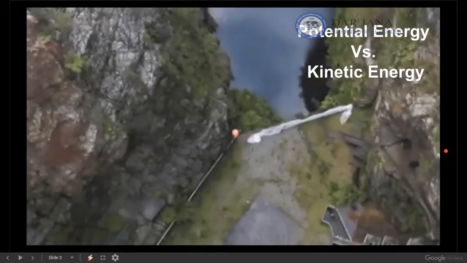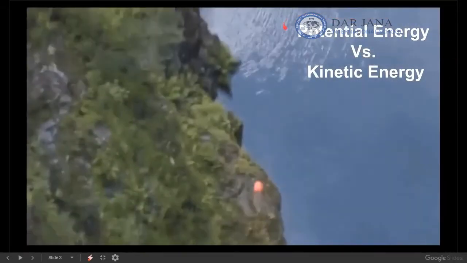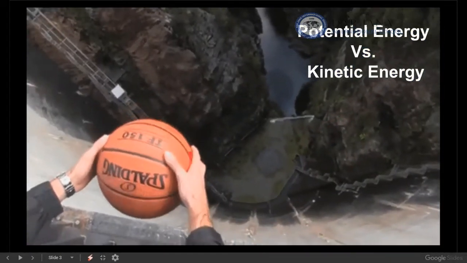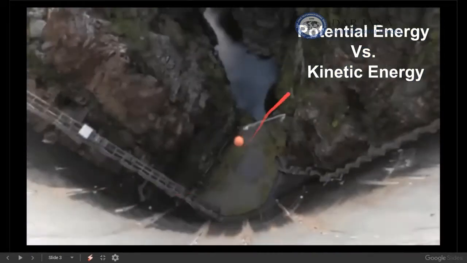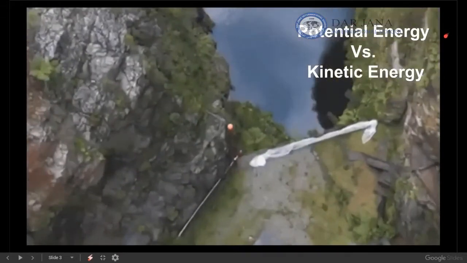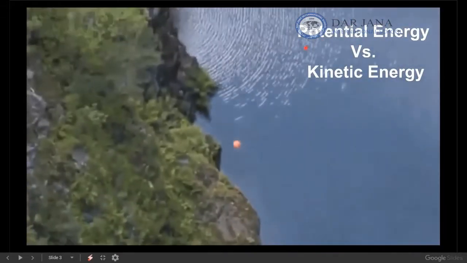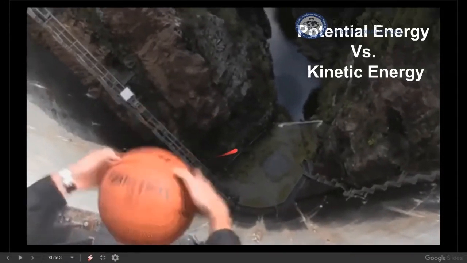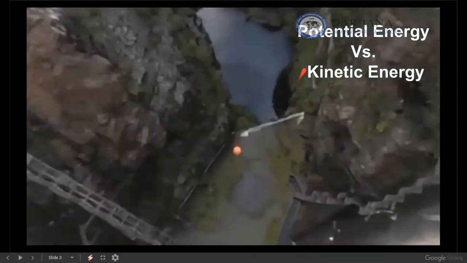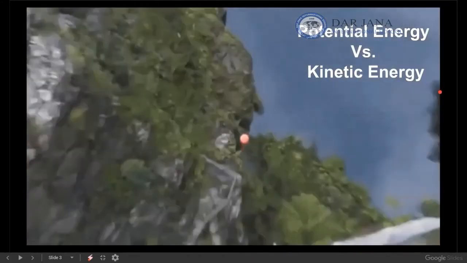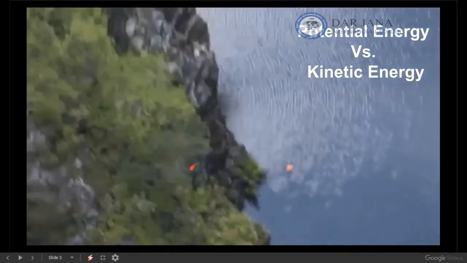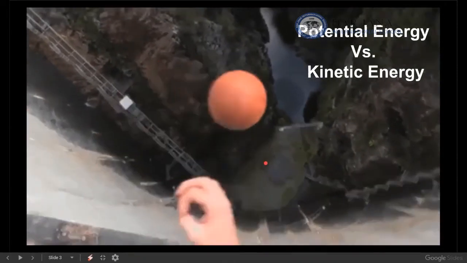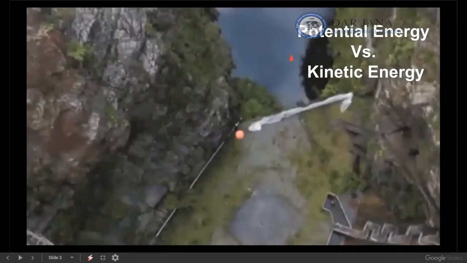There are two main types of energy, potential energy and kinetic energy. When I'm holding the ball in my hand, I say that the ball has potential energy, stored energy, waiting to come out, waiting to be released. Once I let it go, the energy in this ball will be called kinetic energy, energy of motion, because now it is moving. This is simply the difference between these two types of energy.